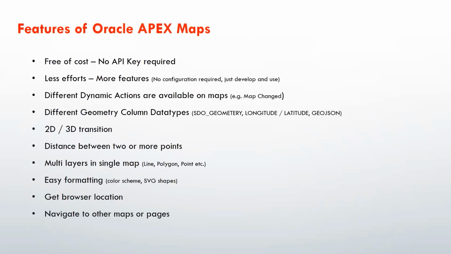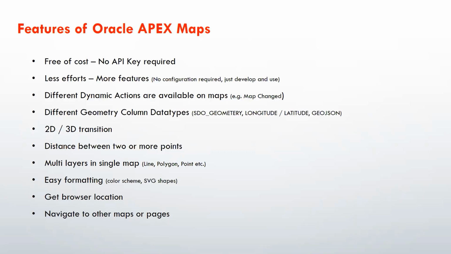The main features in Oracle Apex Maps are: they are free of cost. You don't need any type of API key. You don't need any type of configuration. Just create the region, set its type, provide the source from your database, and you are good to use. Different types of dynamic actions are available. As I told earlier, we can execute different types of JavaScript. We can execute PL/SQL code. We can navigate from one map to another, from one map to other pages, etc. So a lot of features are available as well.